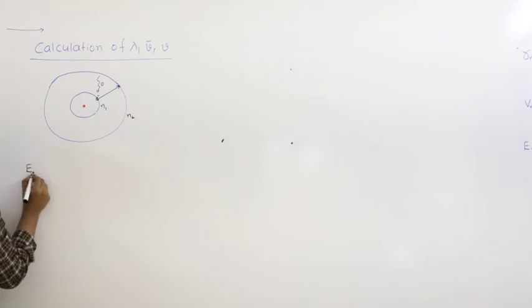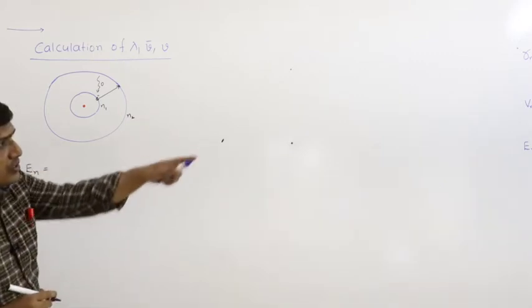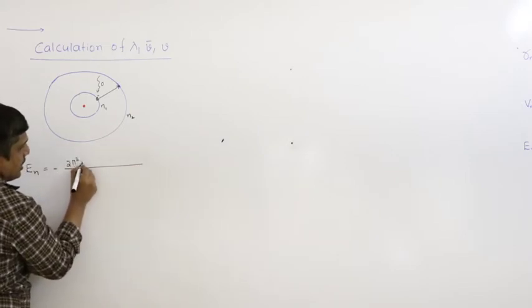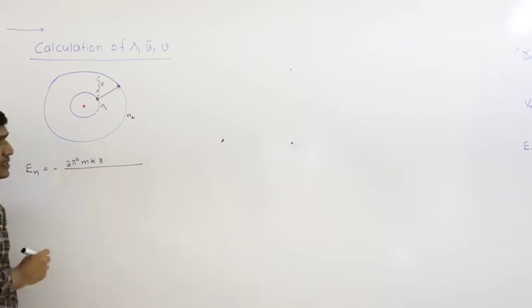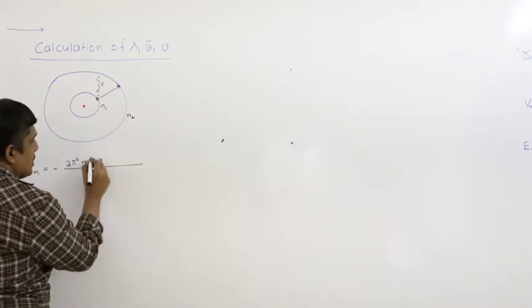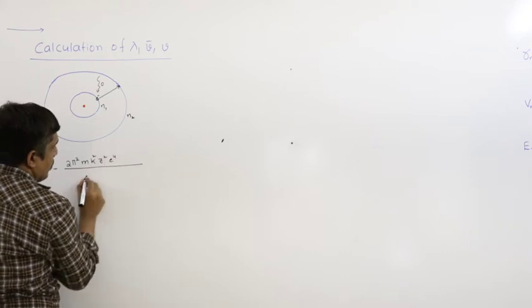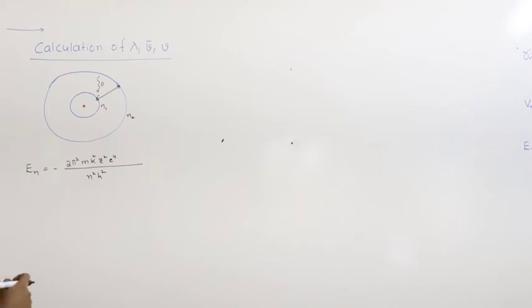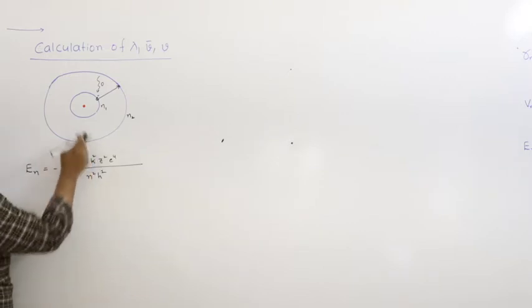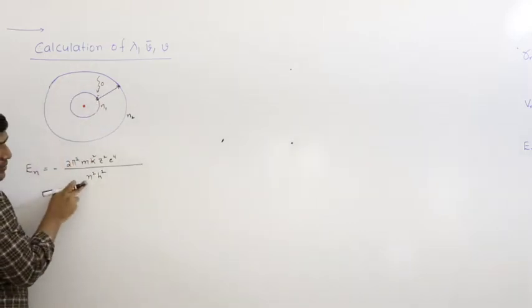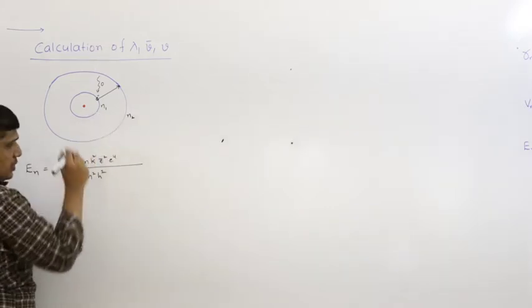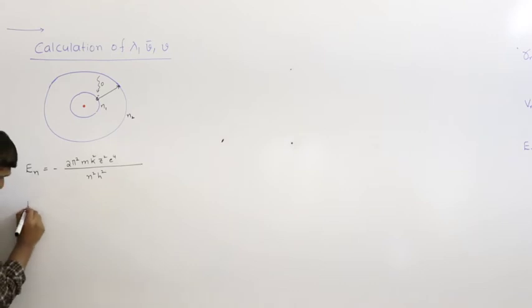En1. So En equals, if you see the equation, minus 2 pi squared m k squared z squared e power 4 by n squared h squared. Here the element is same, so z will be constant. The variable whose value changes is n. Here we are assuming n1 to n2. So let us find En1.